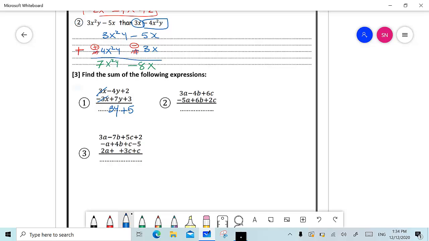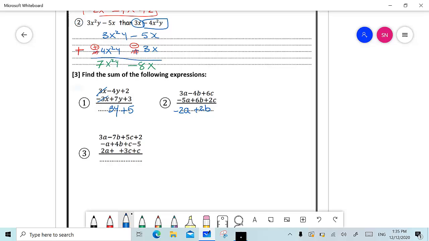So here I'm going to add the two expressions together, adding the like terms of each expression with the other term in the other expression. So I have 3a plus negative 5a, this is equal to negative 2, and the variable is as it is, so it is negative 2a. And going to b, I have negative 4 plus 6, this is equal to positive 2, and the variable b is as it is.